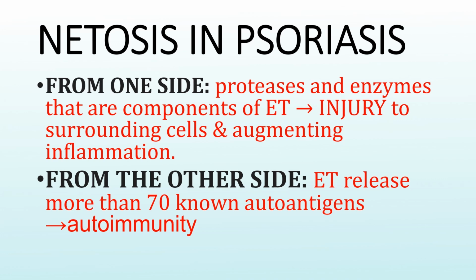So if we try to make logical connections between the process of netosis and psoriasis pathogenesis, we can see that, on one side, nets have many proteases and enzymes as main components, and these could injure the surrounding cells and augment inflammation. On the other side, extracellular traps release more than 70 known autoantigens that could stimulate autoimmunity.